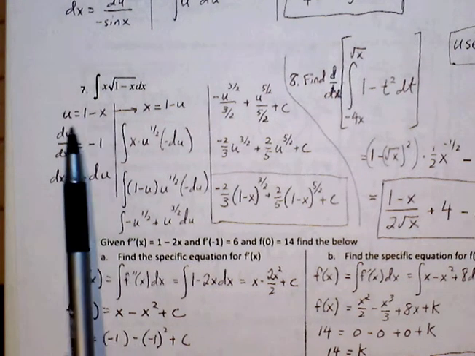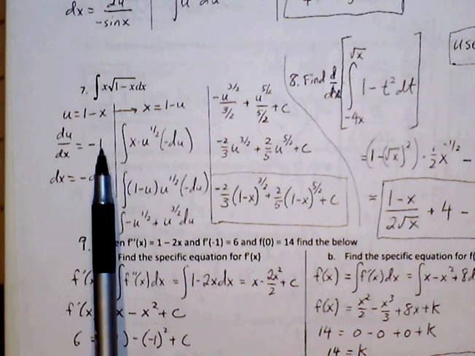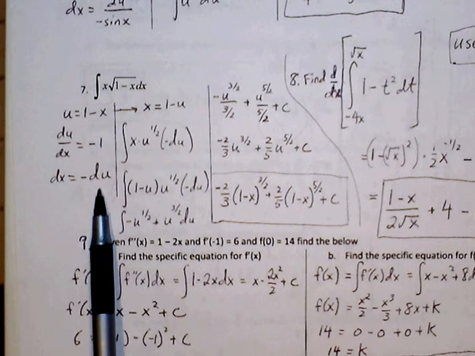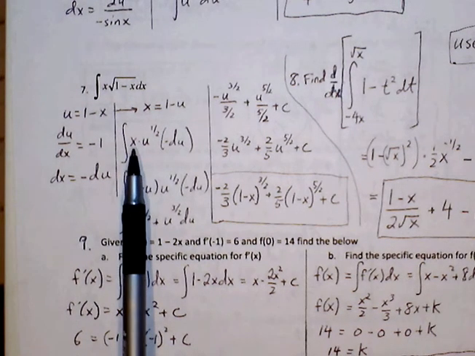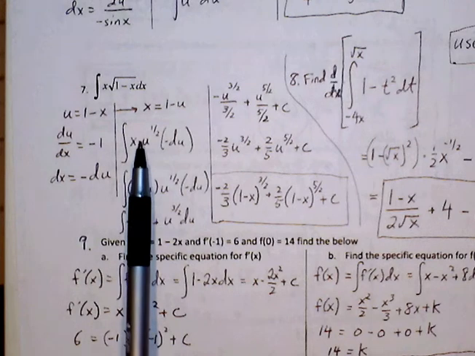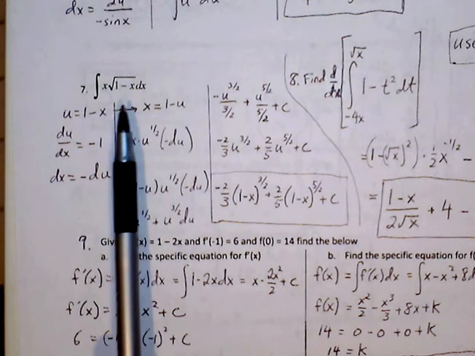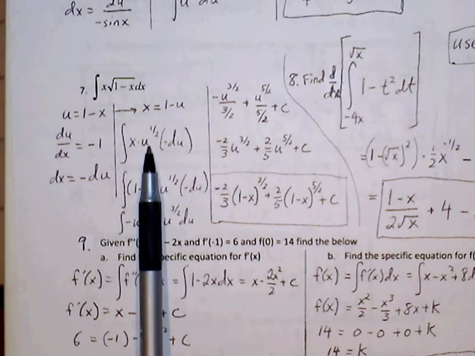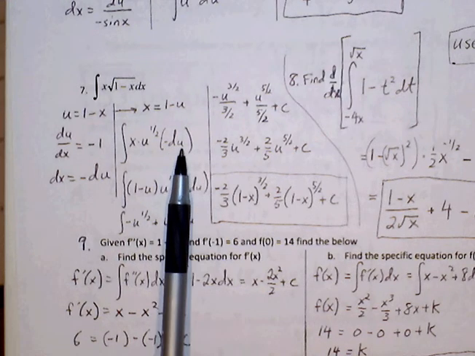We find the derivative with respect to x. 1 goes to 0. Negative x becomes negative 1. Cross multiply. dx equals negative du. We make our initial substitution. x stays. Square root of 1 minus x can be rewritten as square root of u, and then square root of u can be rewritten as u to the 1/2. dx gets replaced with negative du.